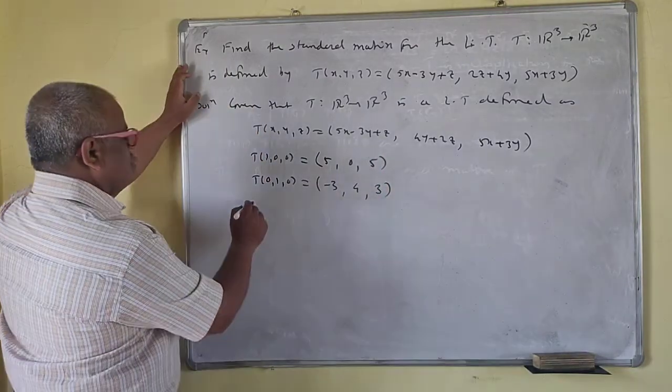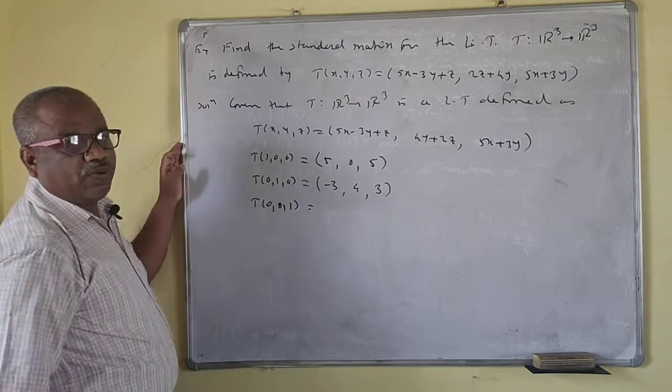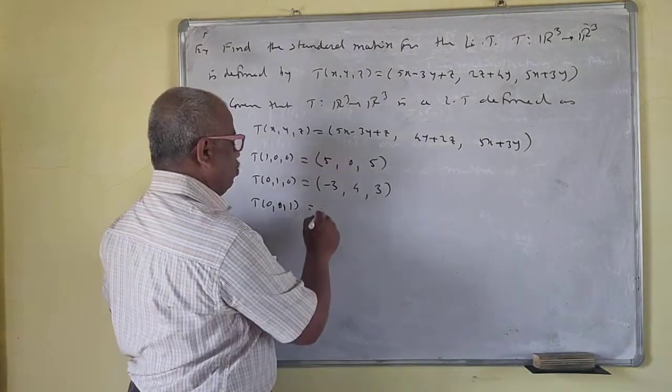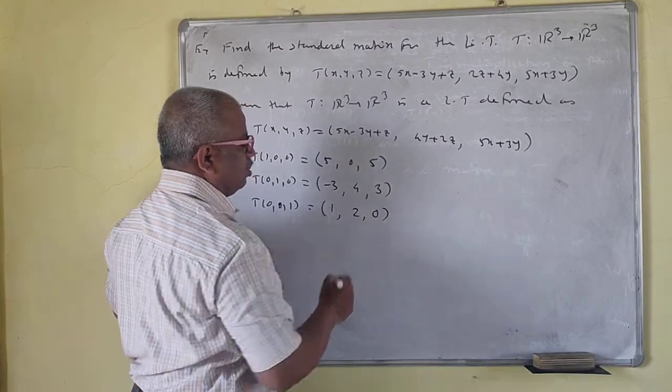Now T(0, 0, 1). That means we put z = 1. Look at z only. In the first component z has coefficient 1. In the second component it is 2. In the third component z is not there, so it is 0. So this gives (1, 2, 0).